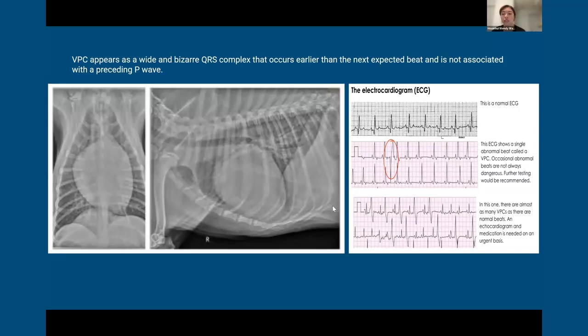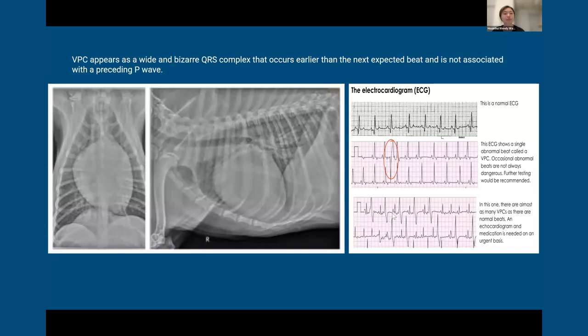And then I wanted to just quickly chat about the VPC again. This is a normal ECG, but if you see here, there seems to be this bizarre and wide QRS complex right here that's occurring earlier than the next beat. So right here, you see one, and it's not associated with the preceding P wave. The P wave, as you remember, is this one, and the QRS complex is here. As you can see, it's just occurring out of nowhere, and it's like a reversed QRS complex.